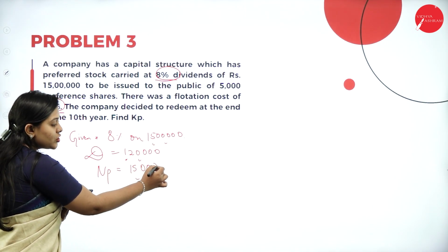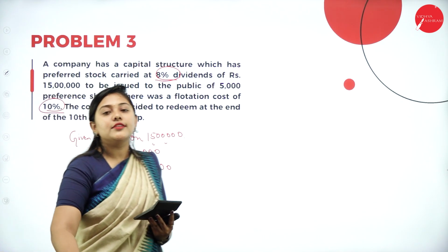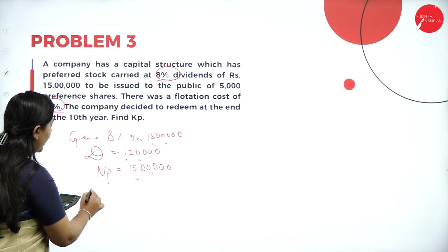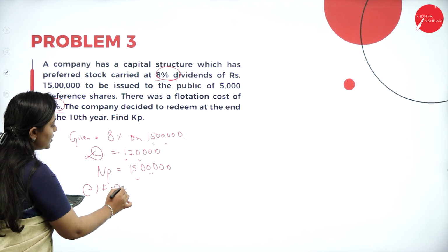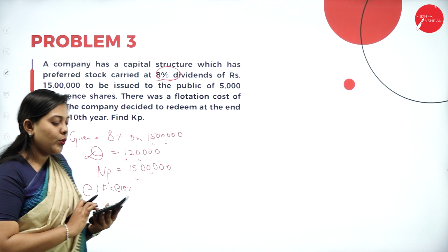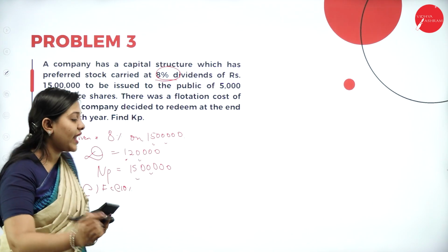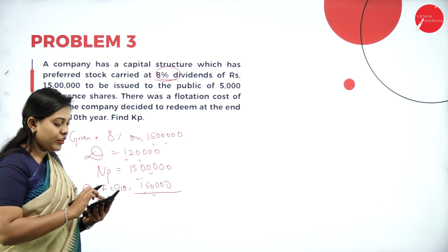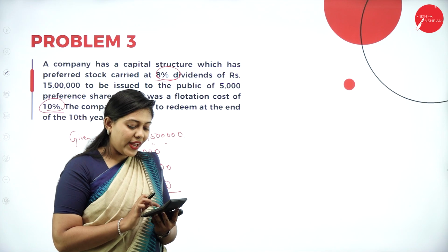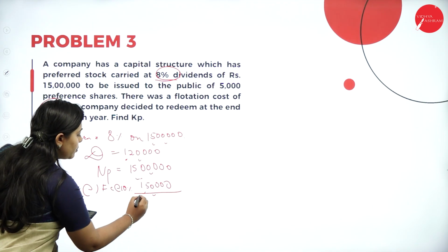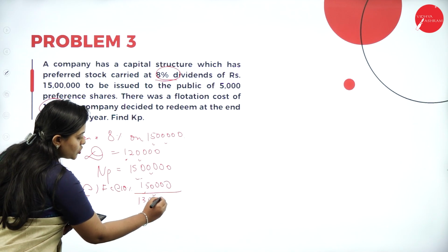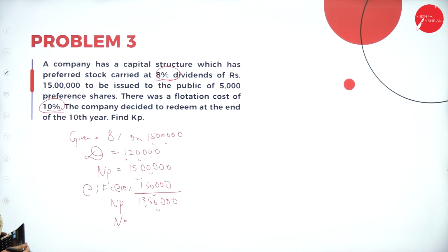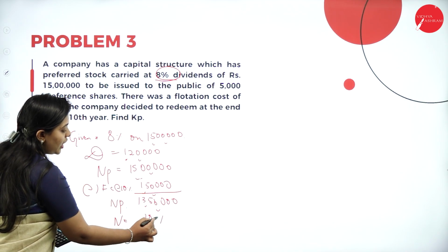There is a certain issuing cost that has happened while issuing the shares. What is that issuing cost? Flotation cost. Minus flotation cost at 10%. So 15 lakh into 10% is 1,50,000. So 15 lakh minus 1,50,000, the value will be 13,50,000. What is this 13,50,000? It is net proceeds. The number of years is given in the question: 10 years.